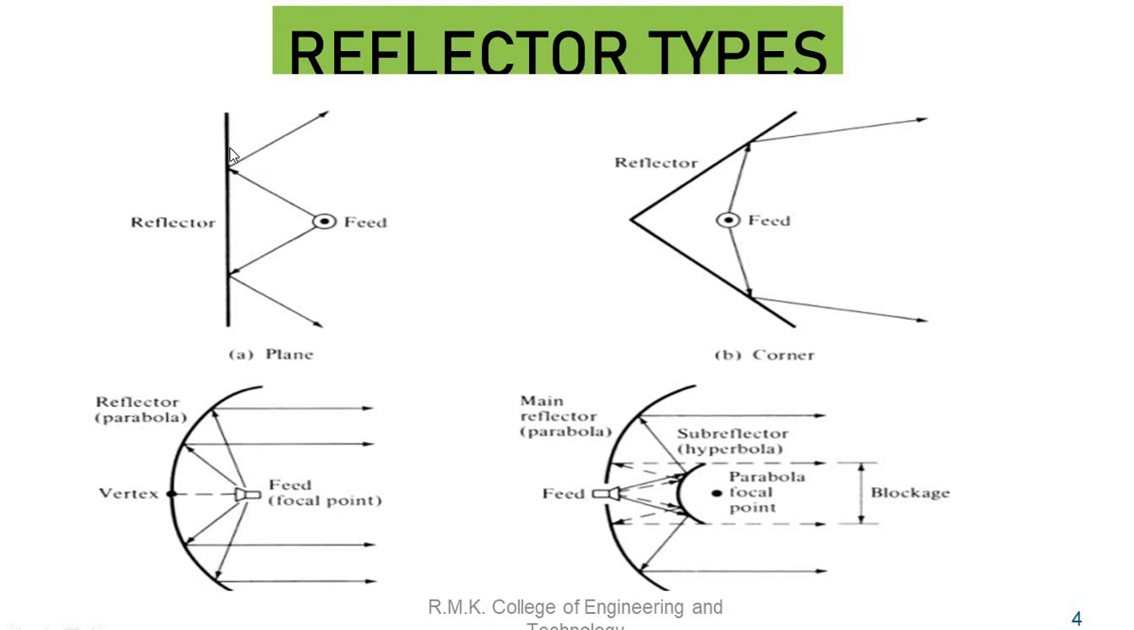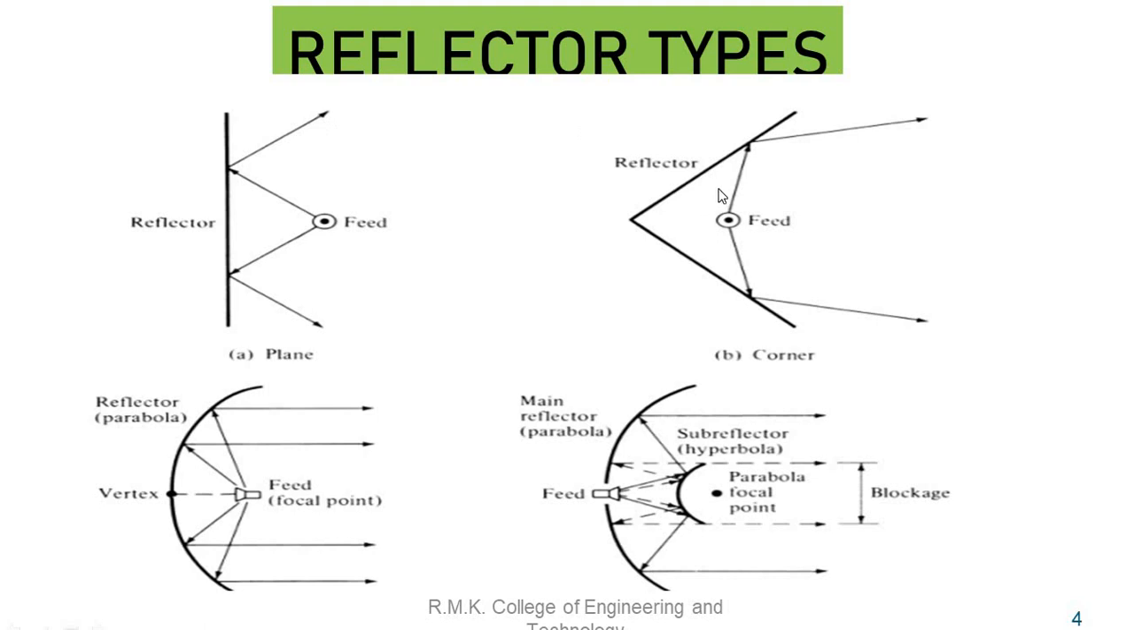The first type is a plain reflector. See here, this bold colored line is called the reflector, the plain surface, and this is the feeder point, and the signal is coming from the feeder and it reflects back, hits the surface, and it will be directed toward this front panel, right? So whatever signal hits the surface will be directed this way.